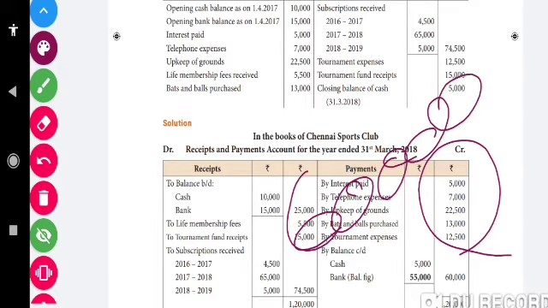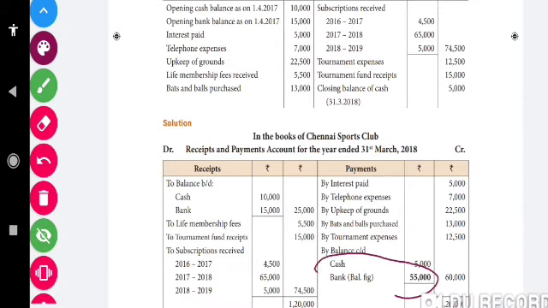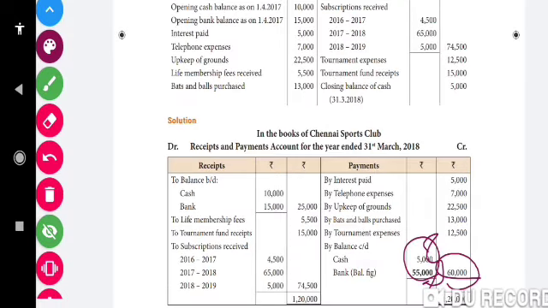60,000 deducted, the cash balance 5,000. Remaining value 55,000. So you have 55,000 in the bank balance account. So total value, cash balance and bank balance, 60,000. Closing balance 60,000.